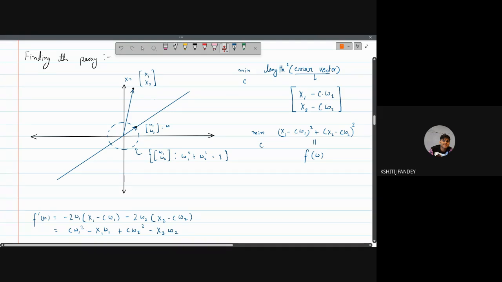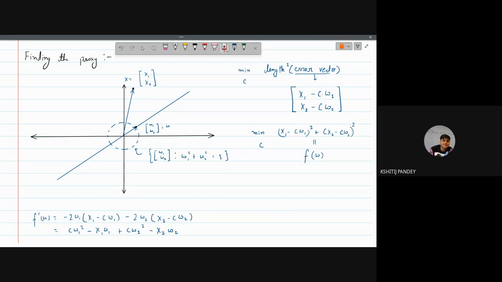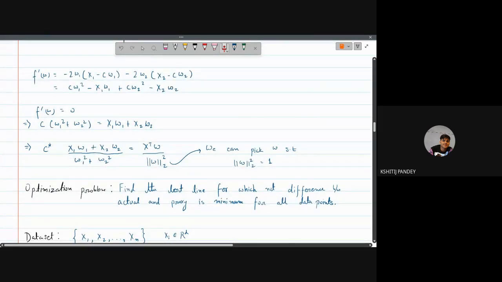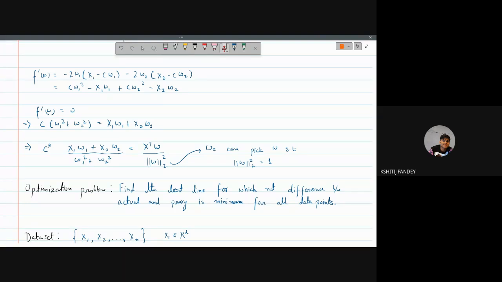Now we want to minimize this. This is your error vector, so we want to minimize the norm, the norm square here. We know the formula for finding the norm, so this is the formula. Let's say this is f(W). Nothing new, just differentiate it, equate it to 0, and find the value of the optimal C.